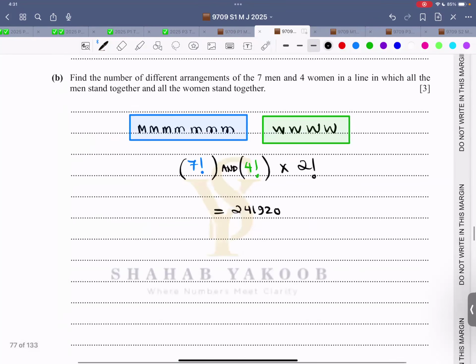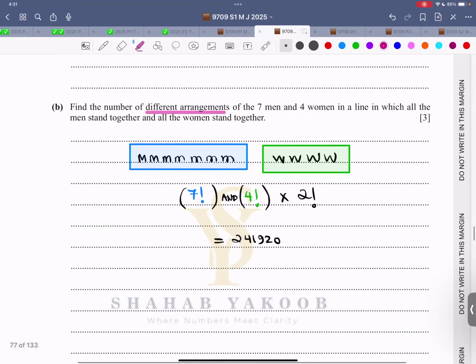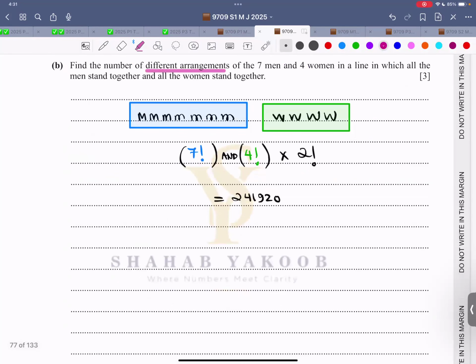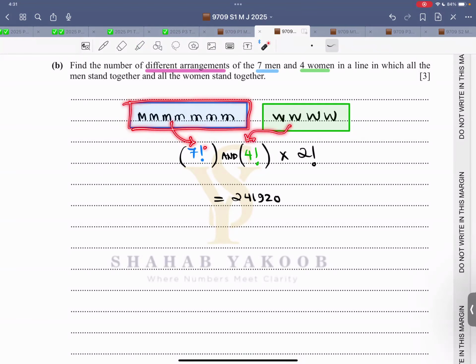The second part, find the number of different arrangements. Again, NPR. Always make a habit of underlining. This is arrangement, so NPR and factorials. How many men are there? 7 men. How many women are there? 4 women, in which all the men stand together and all the women stand together. So this is like the box concept. All 7 men, 1, 2, 3, 4, 5, 6, 7 in a box, all 4 women in another box. So in the box, in how many ways can they arrange themselves? 7 factorial. How could the women arrange themselves? 4 factorial.